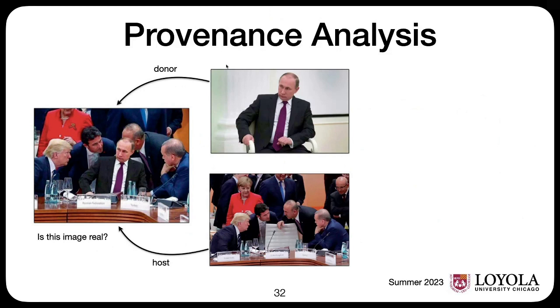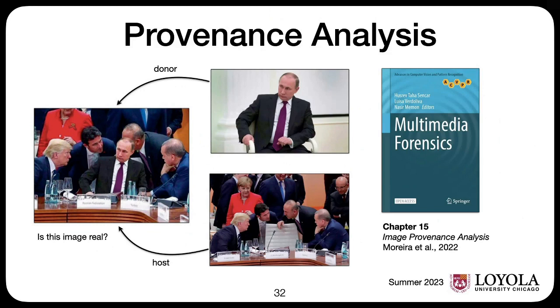Provenance analysis will help us to find these images, let's say on the web or in a dataset, and also build this graph that you're seeing here that explains that, okay, this image is not real, it's a composition. It has a host, which is the case here with the empty seat and United Kingdom instead of Russian Federation. And here's the donor: Putin was in another picture and he was spliced here, he was pasted, and this is a composition. So this is the problem of provenance analysis. If you want to know more about it, we have a book chapter in this multimedia forensics book that is open access, where we present all the different techniques for doing image provenance analysis.